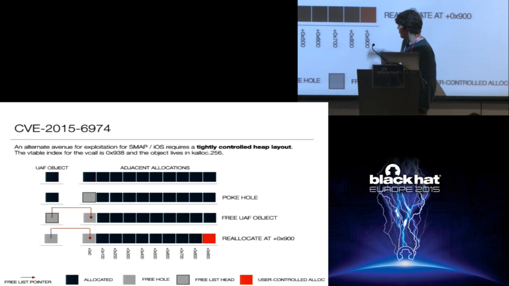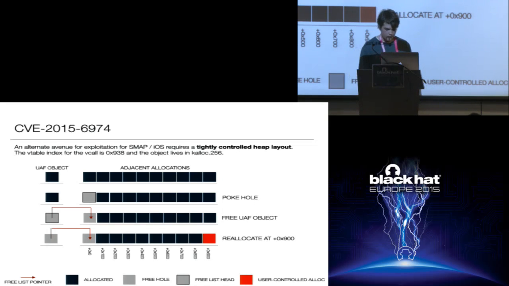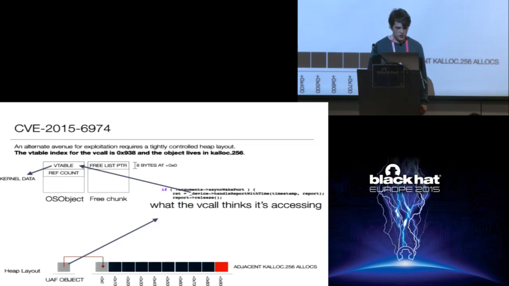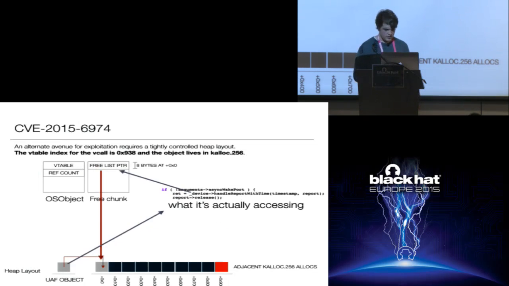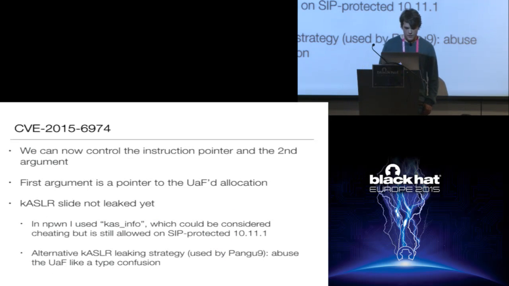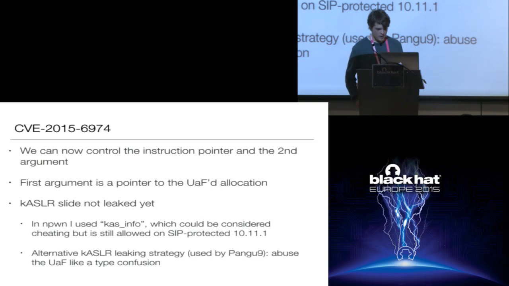So we can just control the particular chunk of memory which will be the target of our virtual call. And as you can see, the virtual call thinks it's accessing a C++ object, which has a vtable pointer that points to kernel data. But in reality, this is what happens. We can now control the instruction pointer and the second argument. The first argument is a pointer to the use after freed allocation, but the KASLR slide is not leaked yet.